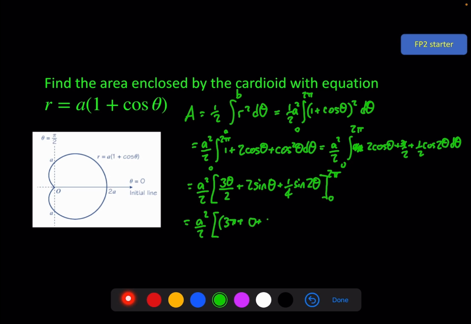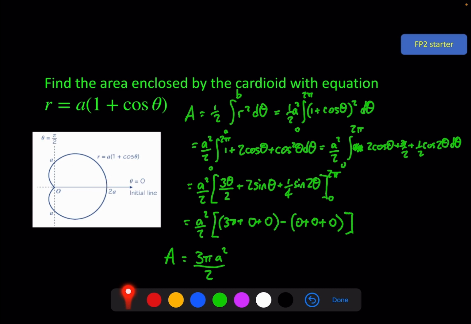plus 0 minus 0 plus 0 plus 0. And I would write that in an exam just so the examiner can see you know these 5 terms are 0 when you put these limits in. Tidying all of that up gives us the final answer of 3 pi a squared over 2. And that is the area enclosed by this curve.